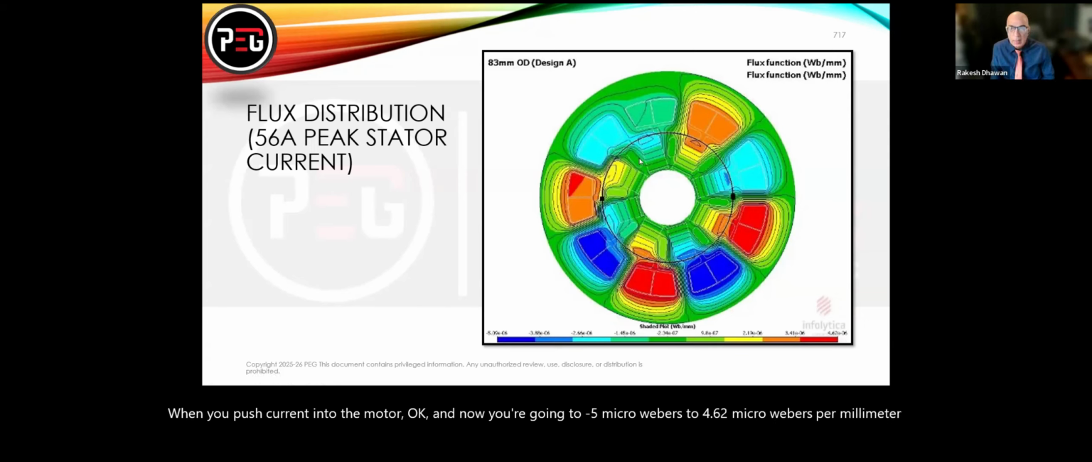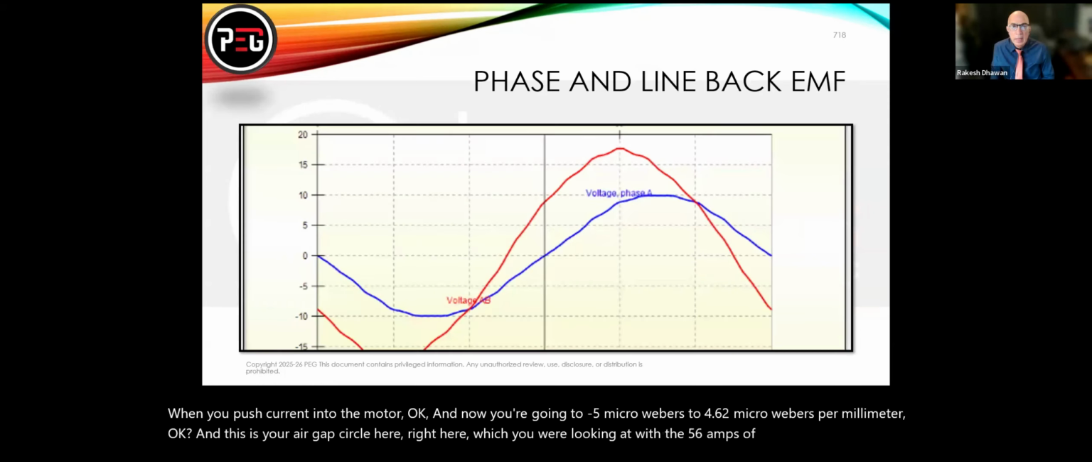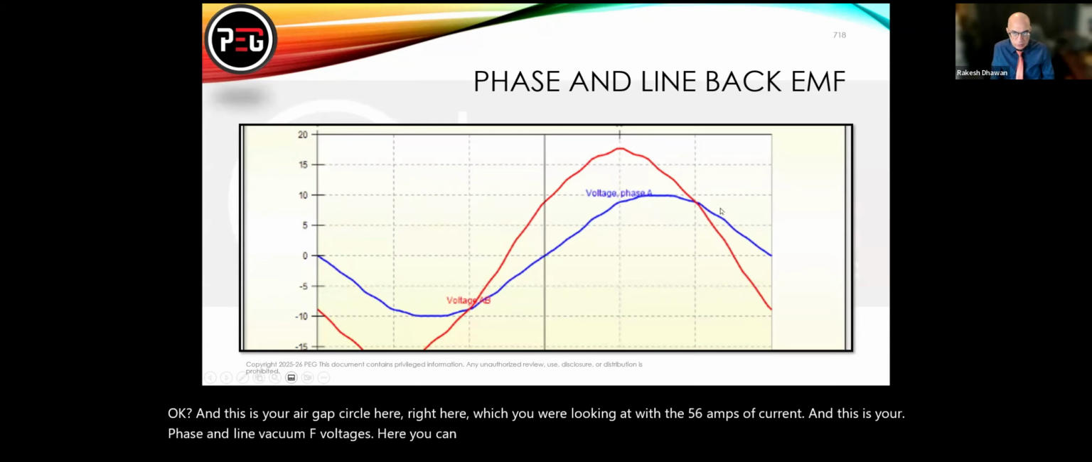Okay, and this is your air gap circle here, right here, which you are looking at, with the 56 amps of current. And this is your phase and line back EMF voltages. Here you can see some distortions here, not really perfectly sinusoidal as we would like to have.